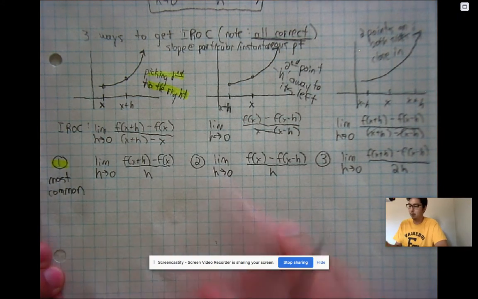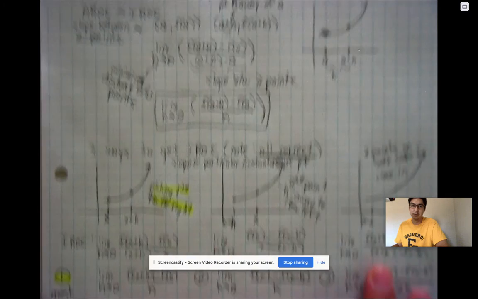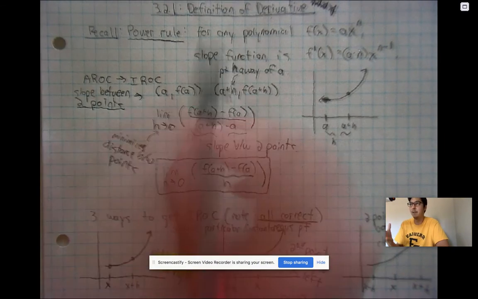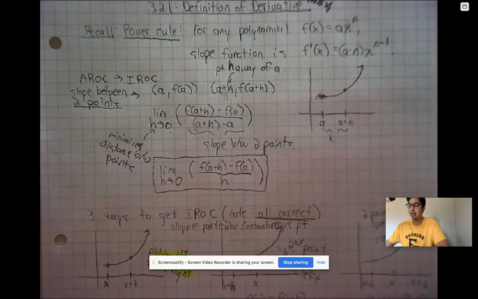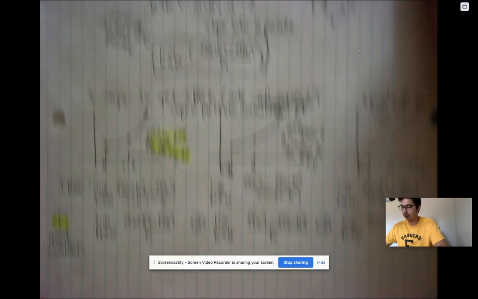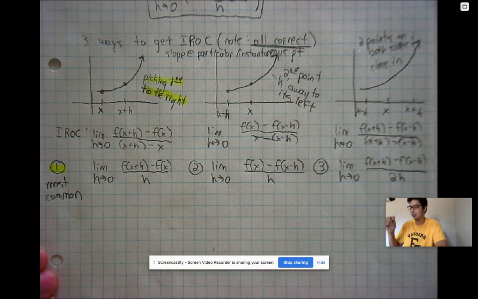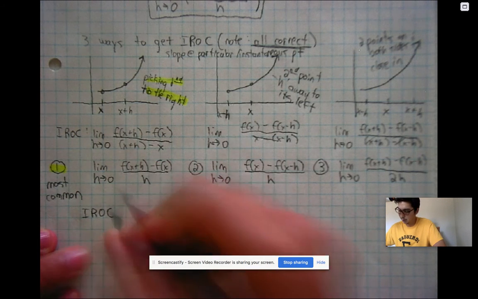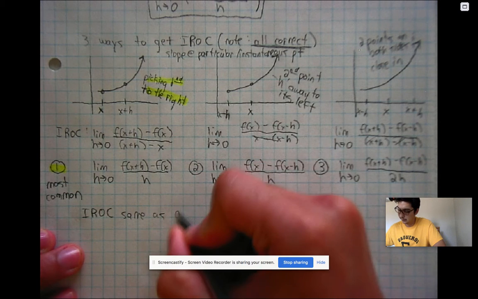Now, if you want to get the slope at any particular point for the entire function, in other words, if you want to get the slope function, the slope function is a whole function where every point represents the slope of the function f of x at any given point. What that's called is, I guess they're the same thing, but IROC, that word, when you use IROC, is equivalent, is the same thing as the word derivative.